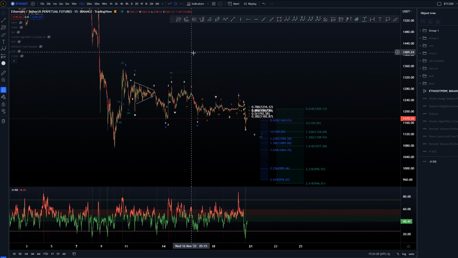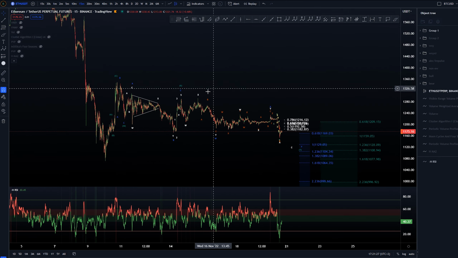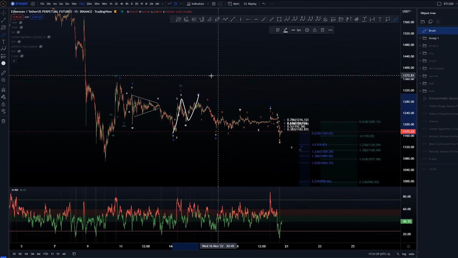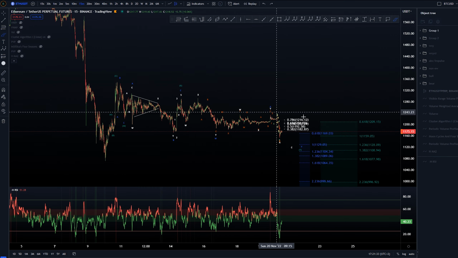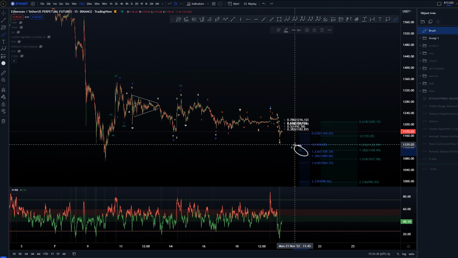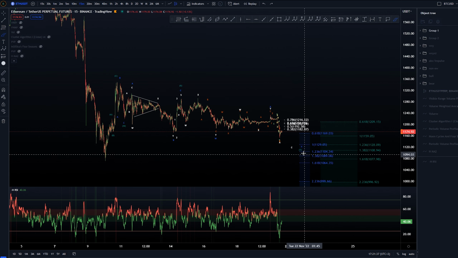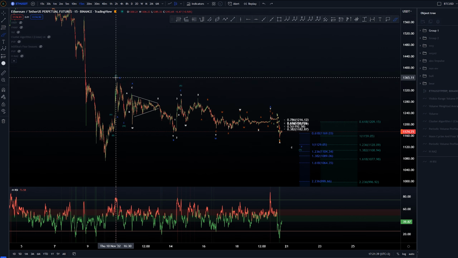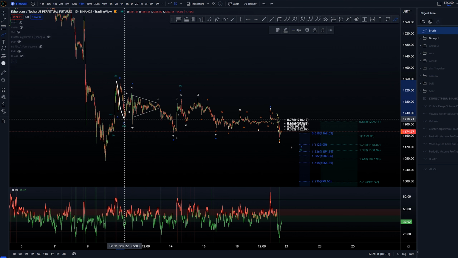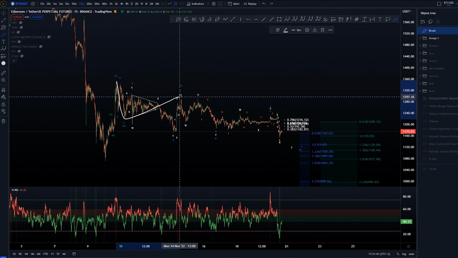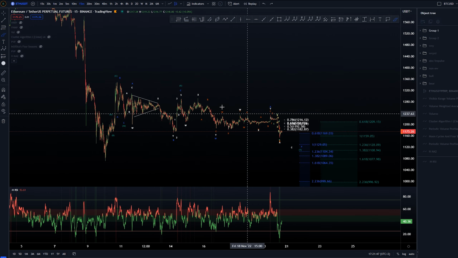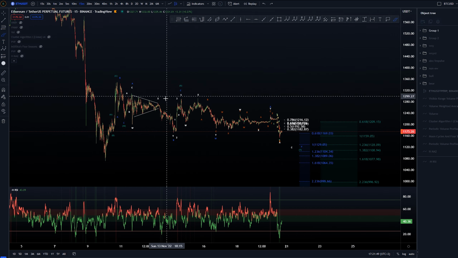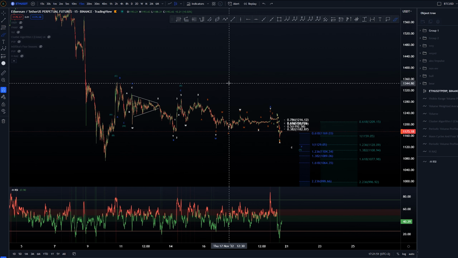I don't really like either of these cases, having this as a 3-wave structure already here, nor do I like this being a structure of wave Y, because it is so large in comparison to these previous moves. This would be the first W, and then this would be X, and then this would be Y. All of these subsequent wave structures are way larger than the previous moves.